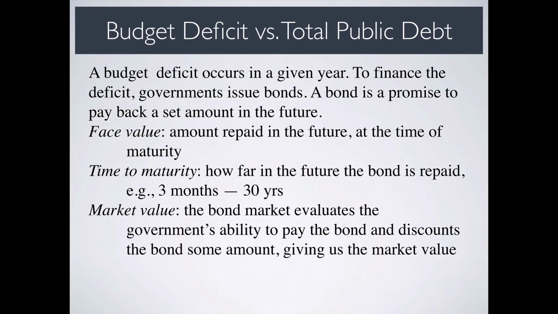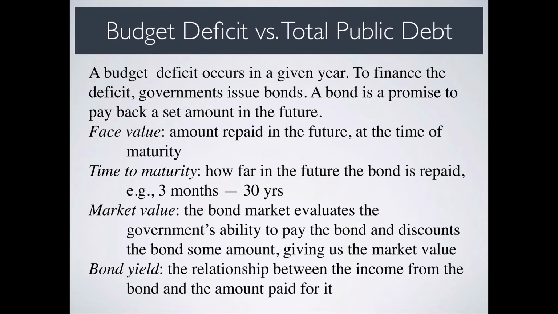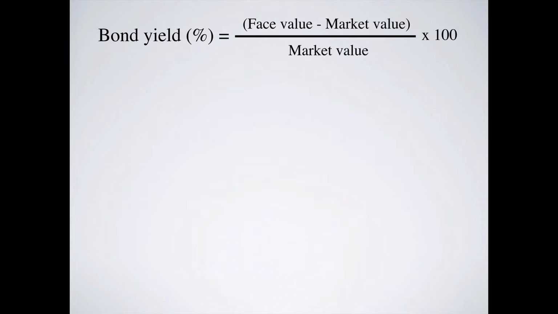The next thing is the market value. The bond market is going to evaluate the government's ability to pay the bond and then discount the bond by some amount. That gives us the market value. The bond yield is then the relationship between the income from the bond and the amount that's paid for it. This will be a little clearer when we do an example. So the bond yield is given by the face value minus the market value, divided by the market value, and then times 100 to put it in percentage terms.